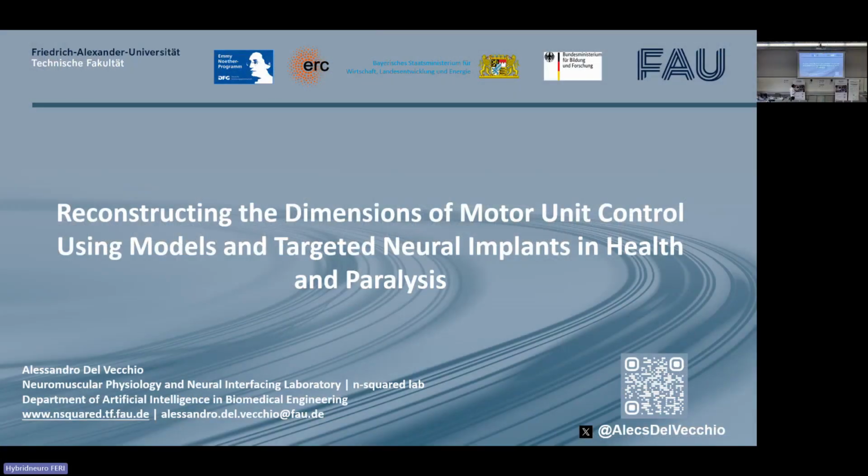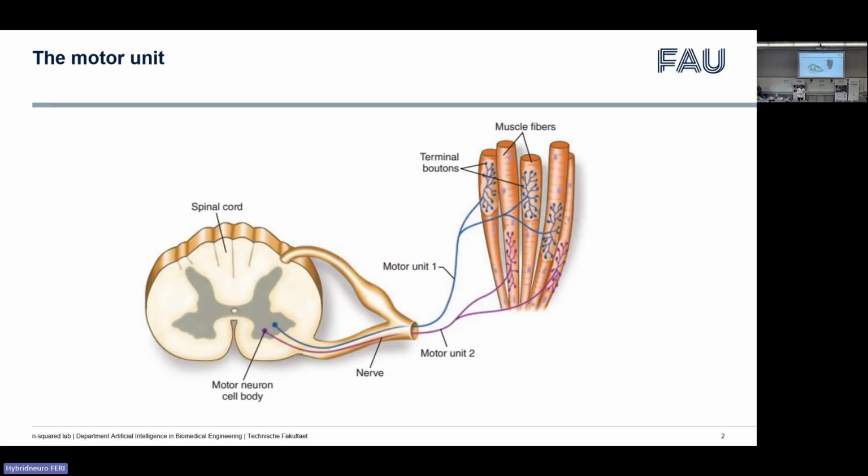So today I will talk about reconstructing dimensional motor unit control using models and targeted neural implants. You probably all know about the motor unit, but just briefly, in the ventral horn of the spinal cord you have alpha motor neurons. The alpha motor neuron with its body, the axon, and the innervated muscle fibers forms the motor unit.